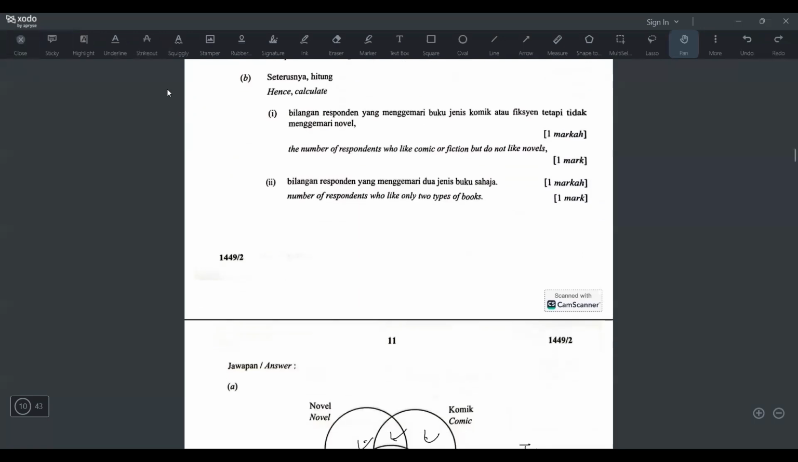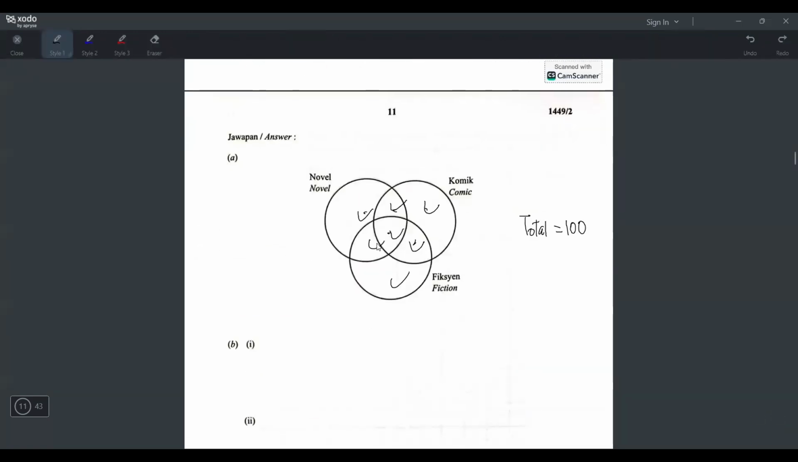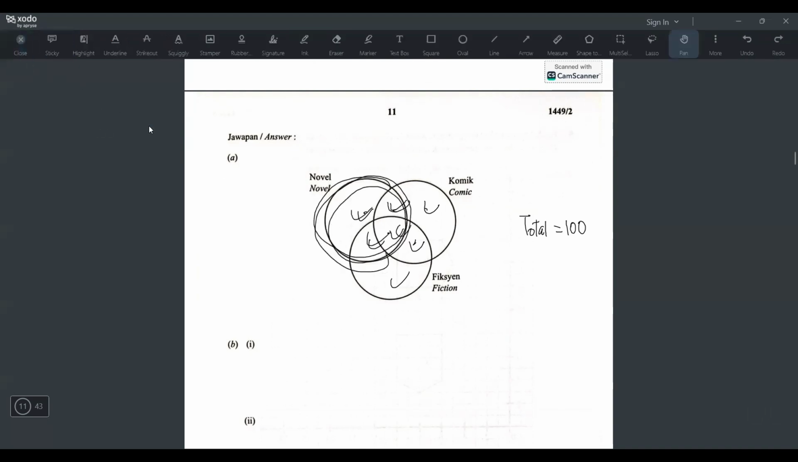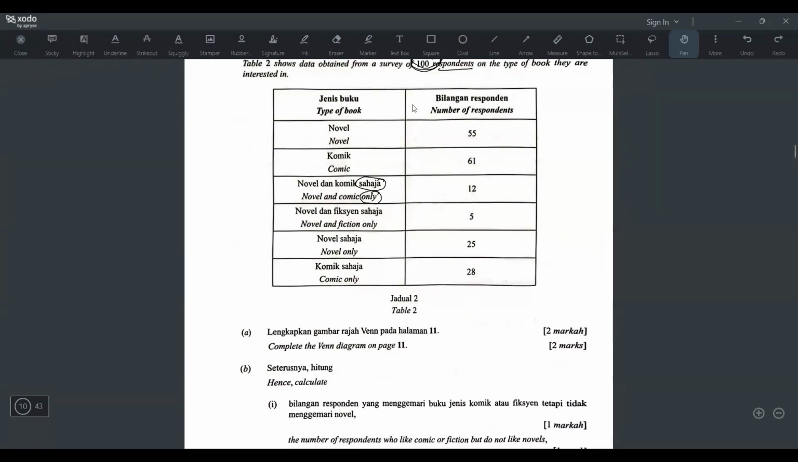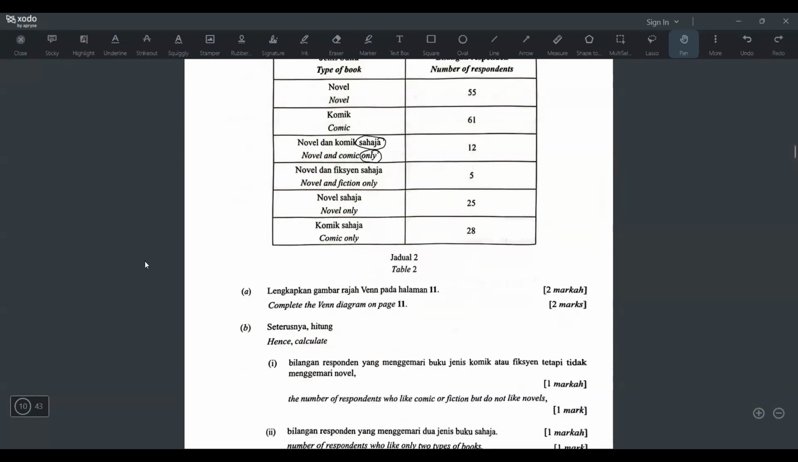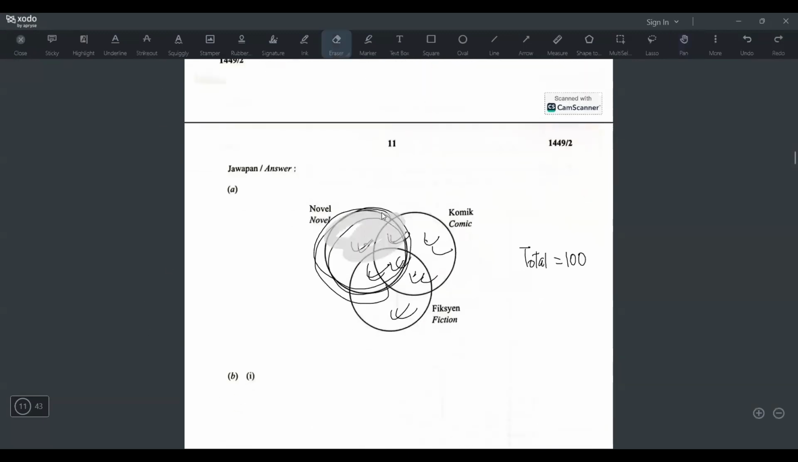Like for example, 55 novel. They never say novel only. It means the 55 is these 4 regions overlapped together already, right? So if you overlap already, it means you only have to pass with these 3. You understand or not? That's why when you take all these numbers and add them together, you will not get 100, because some of these numbers here include the overlap region already. So we cannot do it like that. It's the wrong way to do it. So the correct way is to understand the word only, right?